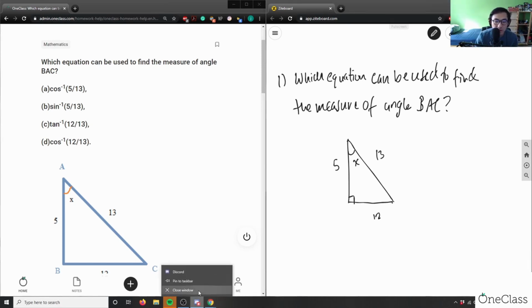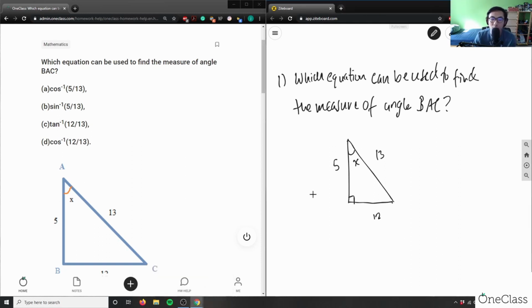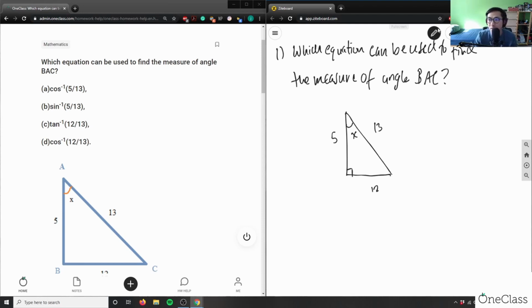So what we have here is the angle BAC, denoted by this angle x. This is our focus here. What we're doing is finding a trigonometric ratio to solve for this angle, right? So let's look at multiple choice 1. This is the inverse cos of 5/13.